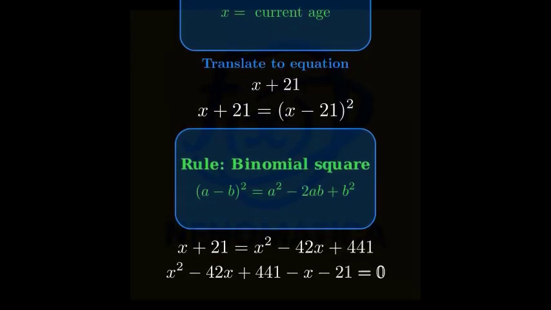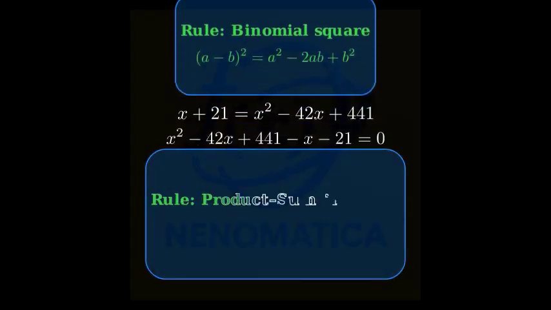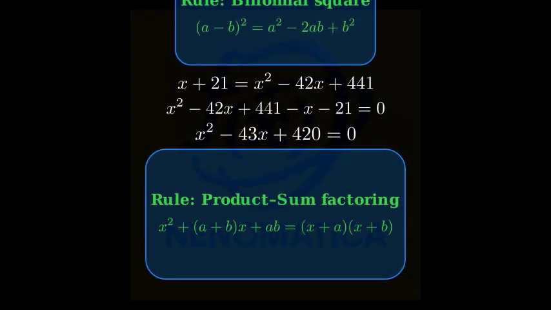Step 3. Factor the quadratic. We look for two numbers that multiply to 420 and add to negative 43. Those are negative 28 and negative 15. Set each factor equal to 0.